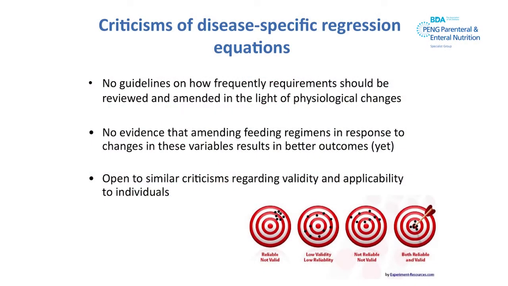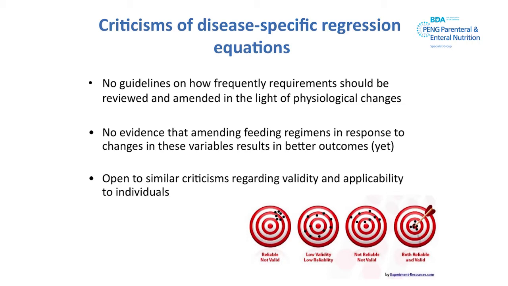But like all the methods that we have, disease-specific regression equations are open to criticism. At the moment, there are no guidelines on how frequently you should review the requirements of a patient and amend them in the light of physiological changes. So, for example, if you have a patient in intensive care whose temperature and heart rate are going up and down within 24, 48 hours, are you going to tweak your feeding regimen that often? Or how often should you tweak it to make a possible difference to their outcome?